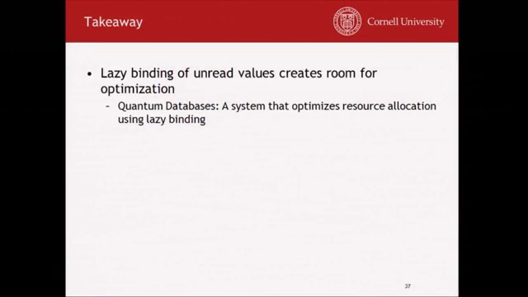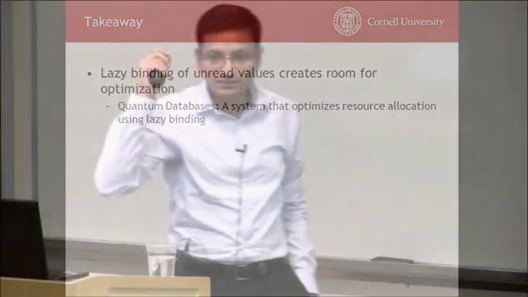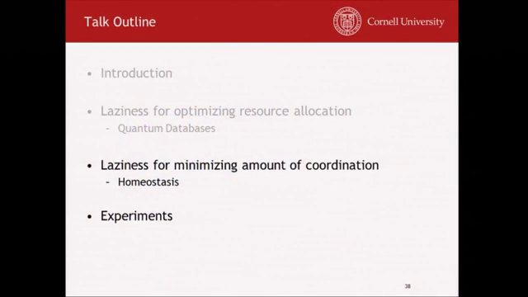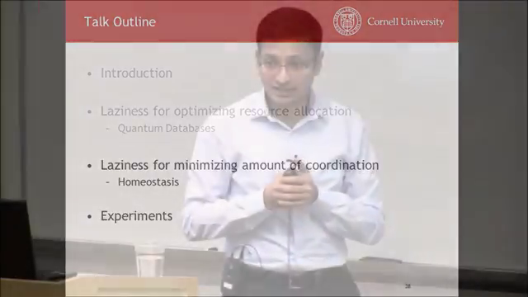Right. So the takeaway was that we exploited this flexibility in the transactions which are executing to be lazy in binding some of the values which are not read immediately in the transaction. And I presented quantum database, which basically optimizes this resource allocation using lazy binding. So that concludes the part on quantum databases, and I'm going to now move on to homeostasis. So any other questions on quantum databases so far?